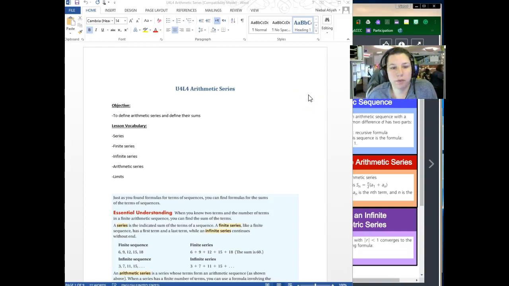Unit 4, Lesson 4, Arithmetic Series. So this would be defining the arithmetic series and then being able to calculate their sums. Remember, summation is when you have added up all of the terms.